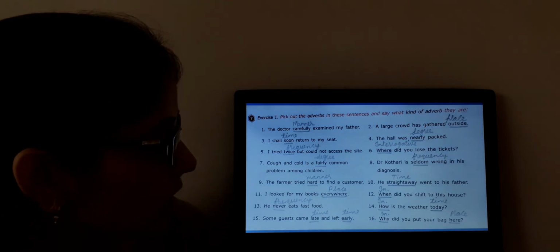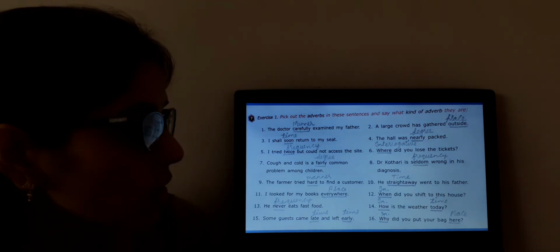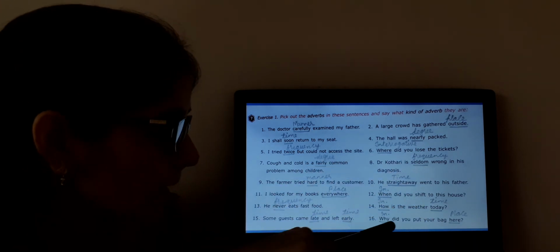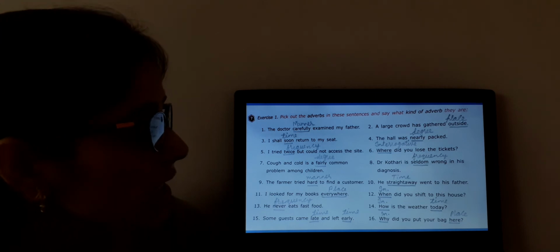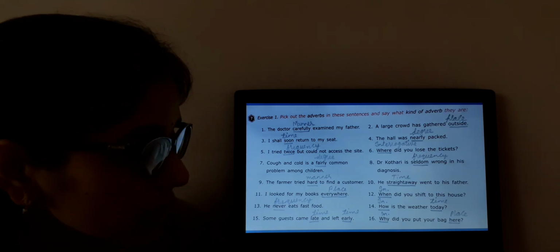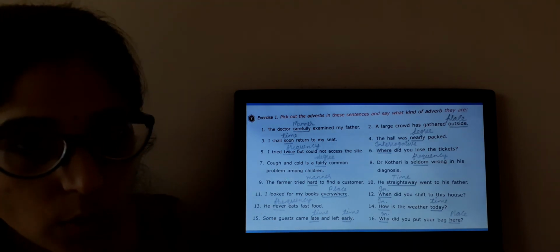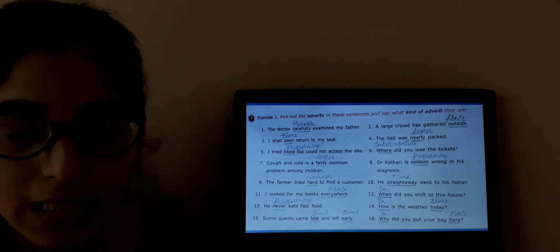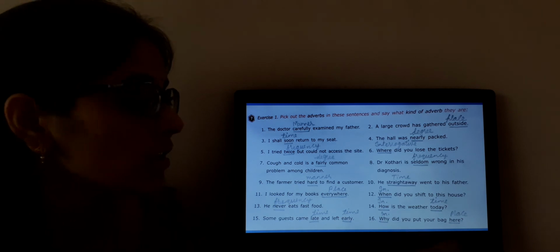Then next, how is the weather today? So how is representing the interrogative and today is representing the time. Number 16, why did you put your bag here? So why is asking the question. So it is interrogative, and here is a place. I hope the exercise is clear to you.